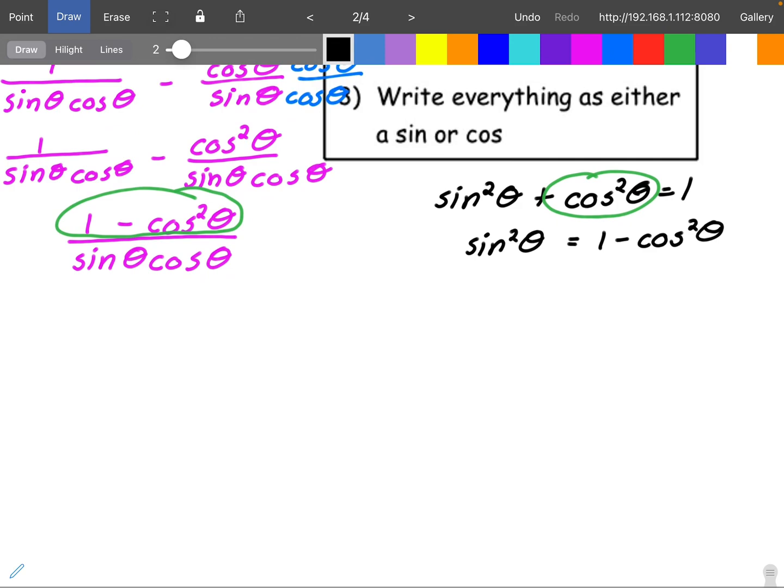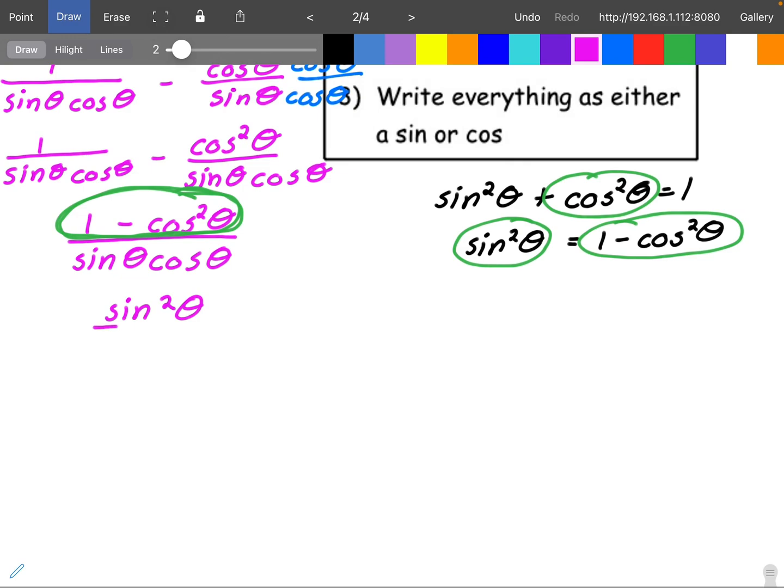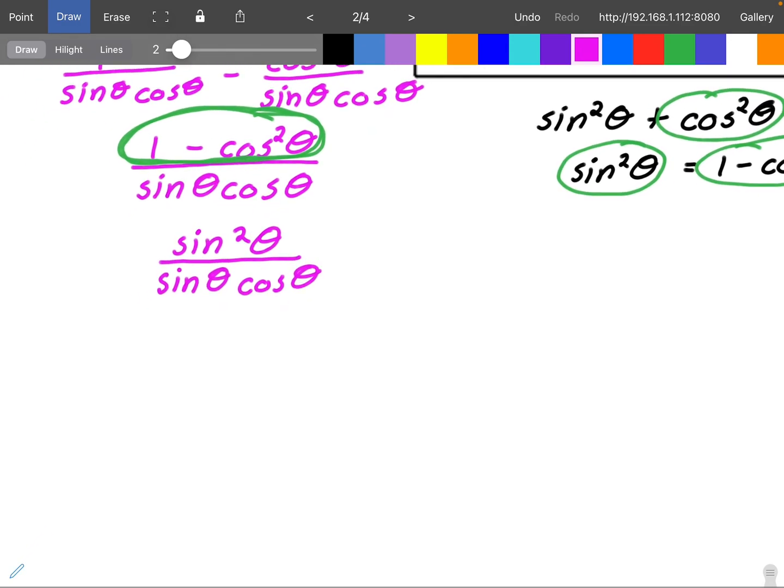So that tells me that where I see 1 minus cosine squared theta, right here, I can replace it with sine squared theta. So I'm going to replace that numerator with sine squared theta, and then it's going to go over sine theta, cosine theta. And then I think, I have sine on both top and bottom.